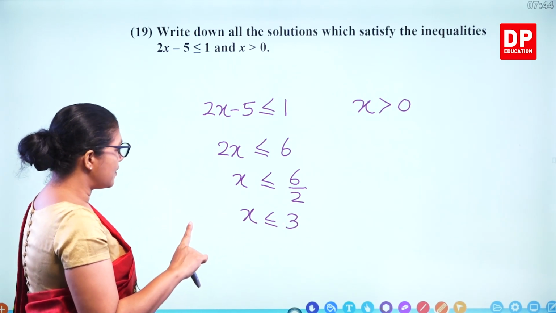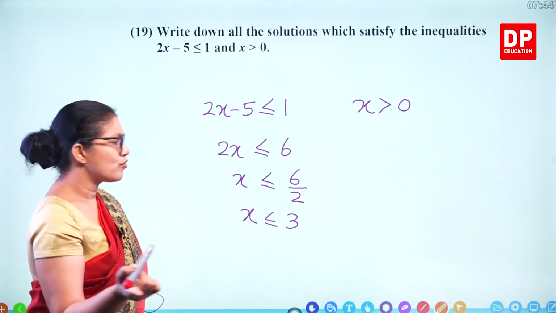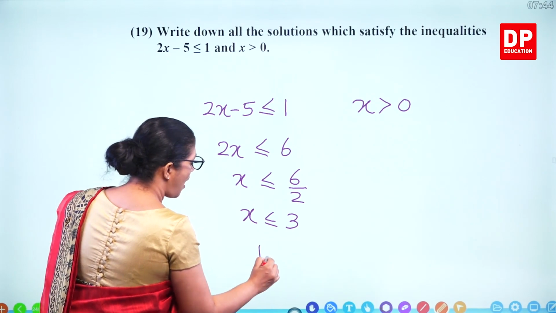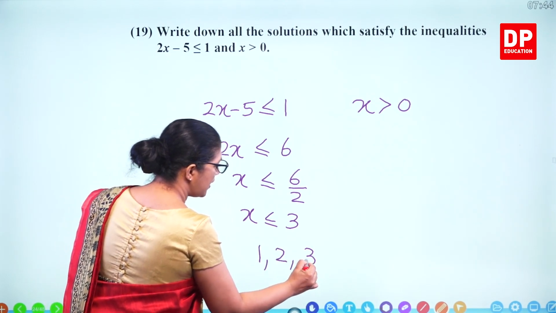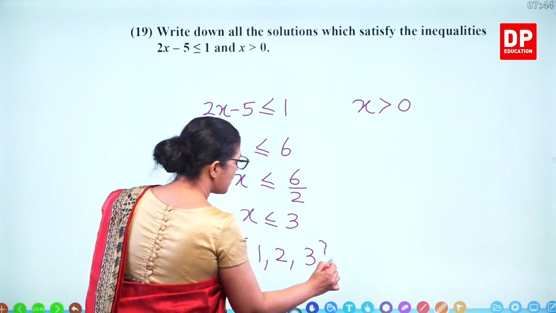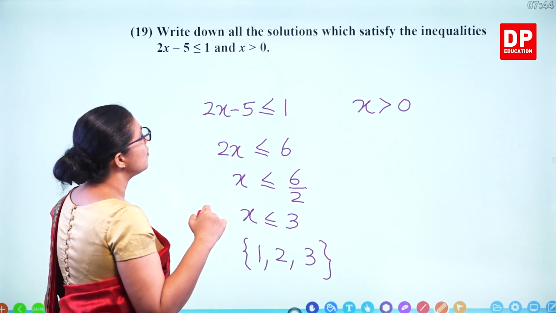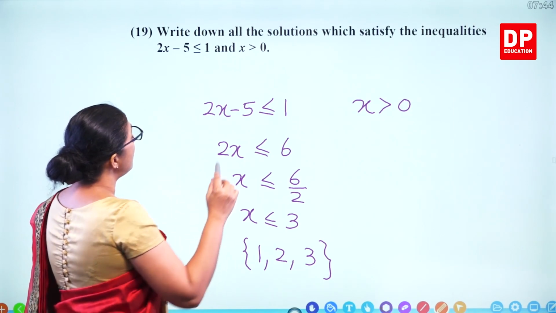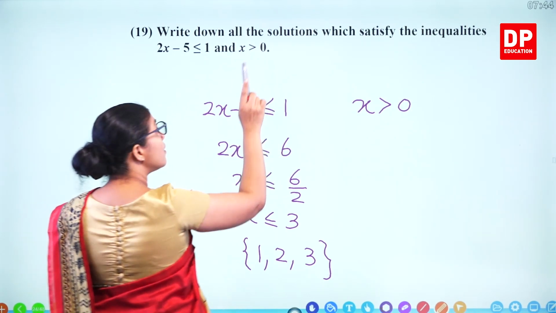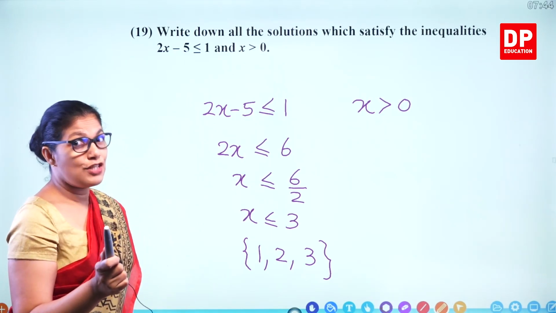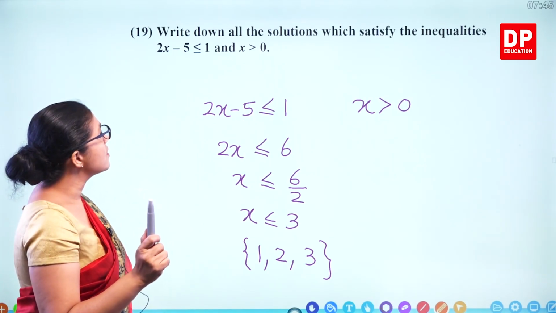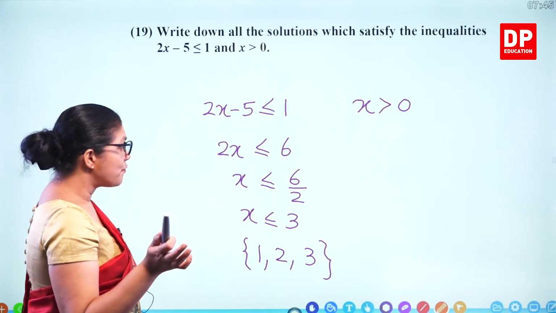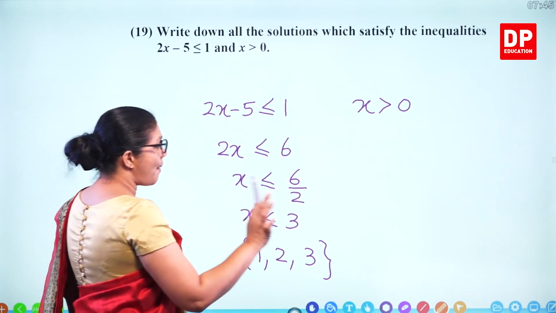x is less than or equal to 3 but greater than 0. So what are the values? You can't take 0. 1, 2, 3. Those are the possibilities. 3 is also included. Here this should say not 'all the solutions' but integers. If the solutions are real numbers, then you have to consider the number line.